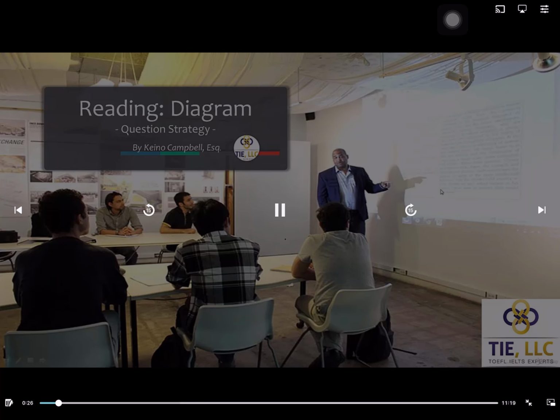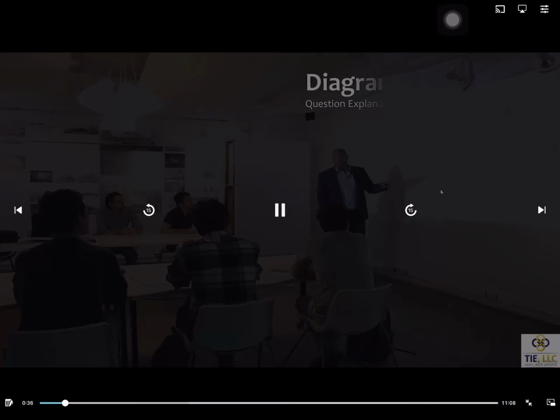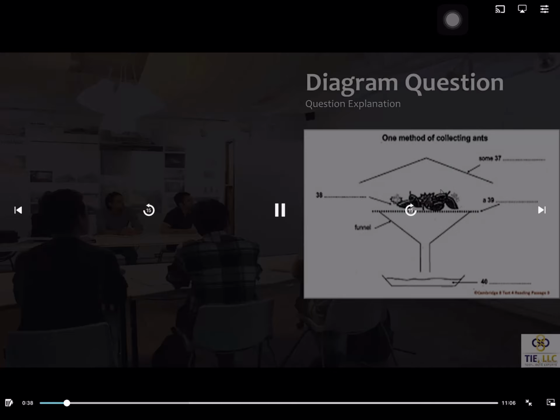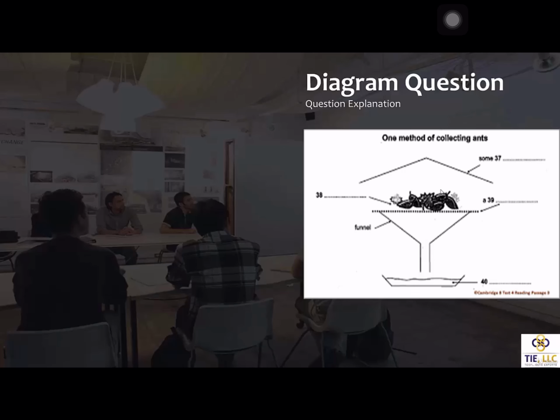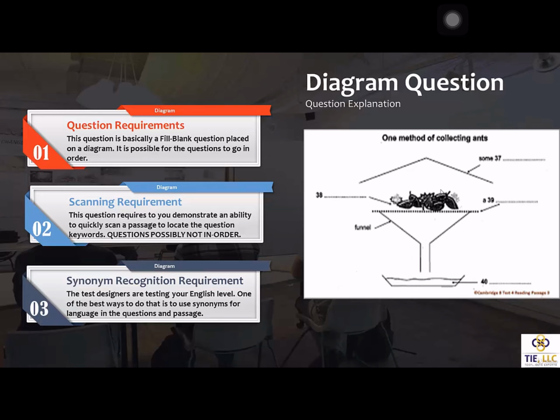Now, you might see a diagram on the general test. You might see a diagram on the academic test. Same strategy, the exact same. So a diagram question might look like what you see on the right-hand side. They have a diagram of how they collect ants, and you have all these blank lines you have to finish or really complete.